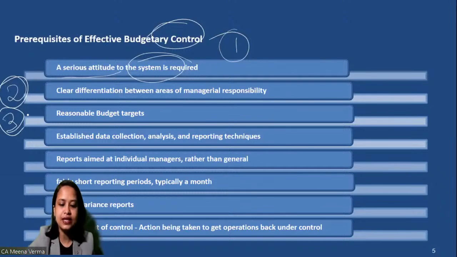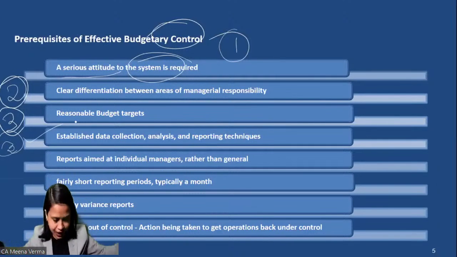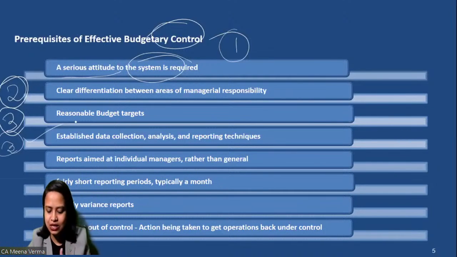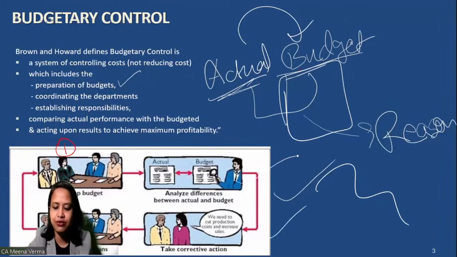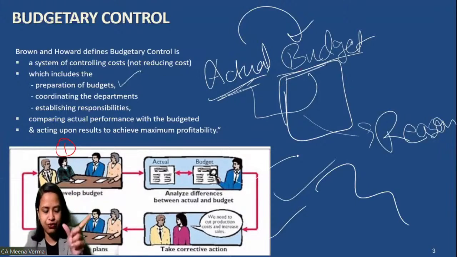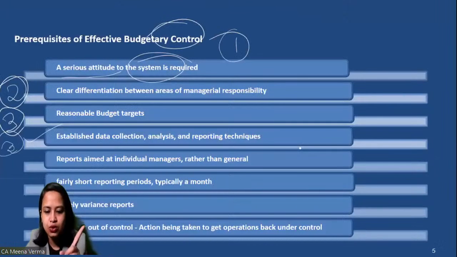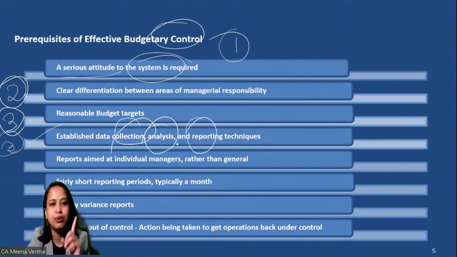Next, establish data collection, analysis and reporting techniques. So we need this: we collect the data, we analyze it and we prepare a report. For finding the variances, why the difference between actual and budget is arising, for that we need to collect the data, we need to analyze the data, and we need to prepare a report.